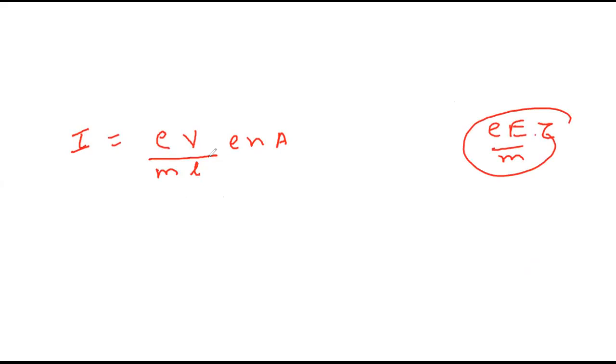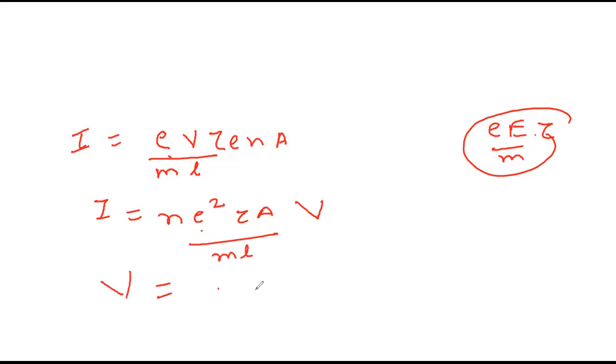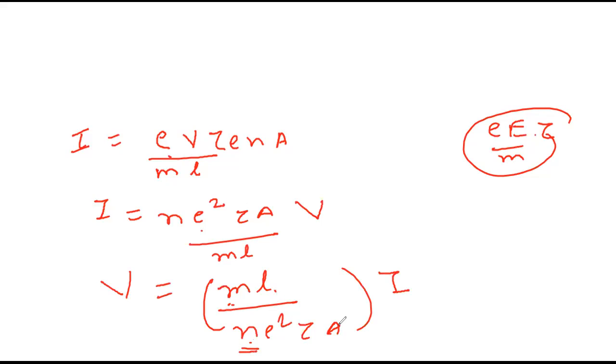Yes, sir. Into this tau. So this is voltage now. So can I say same thing is nothing but n e square into tau A upon mL into voltage V. So voltage V is nothing but mL upon n e square tau A into current I. What is m? Mass, na? Yes, sir. L is length. N means electron density, it is constant for given material.